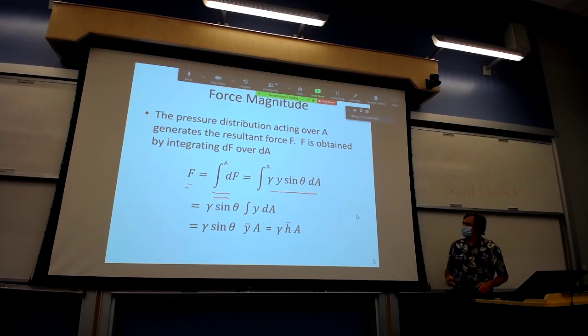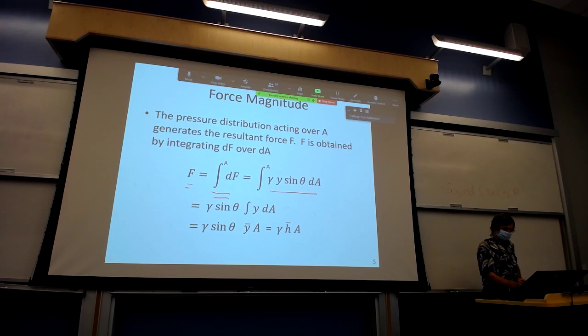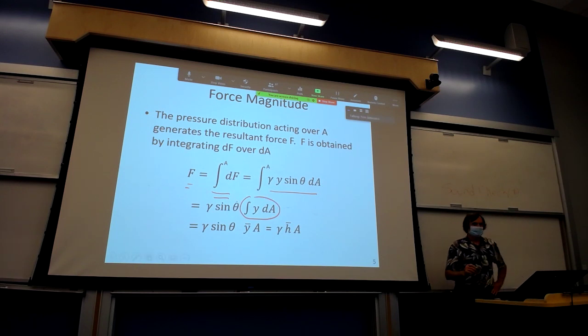So when we do that integration, what we see is that the integral of y dA, which is what we were looking at last time when we talked about moments of areas, is equal to the distance from the free surface along the inclined axis to the center of area. We call that distance y bar, times the area itself. So the integral of y dA is equal to y bar A. That's what we derived last time.